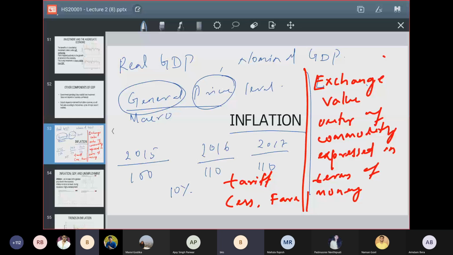Similarly, for the use of a house, the price is called rent, and for transportation services, the price is called fare. In essence, all these terms, tariff, sales, fare and price, are synonymous.